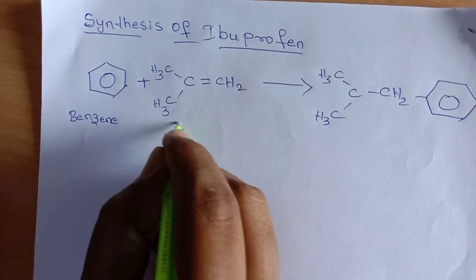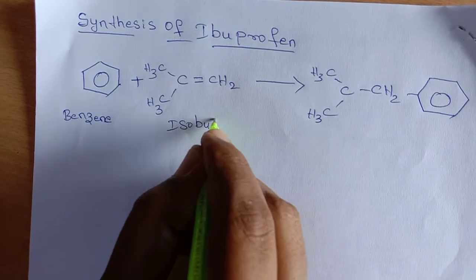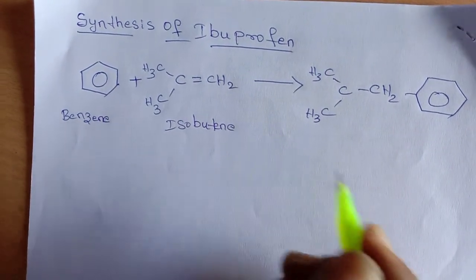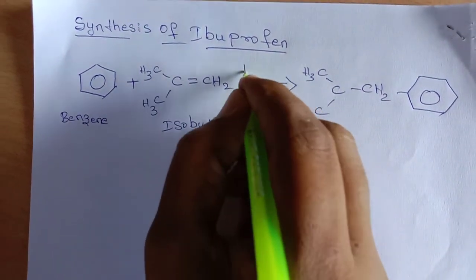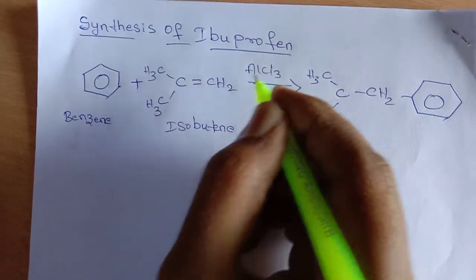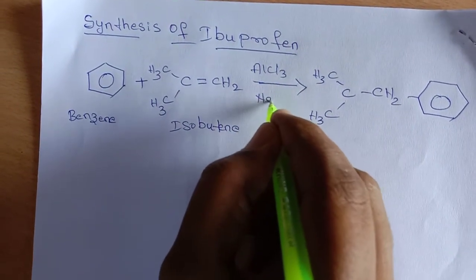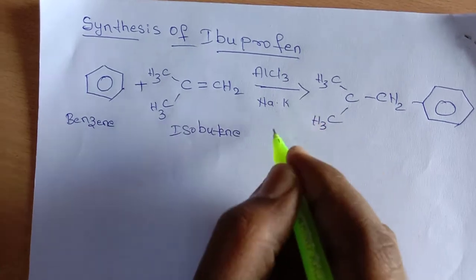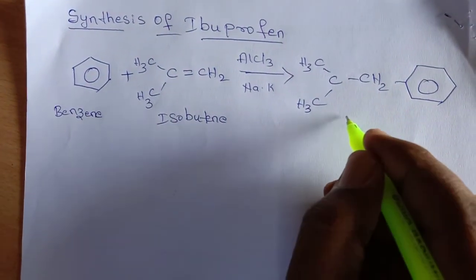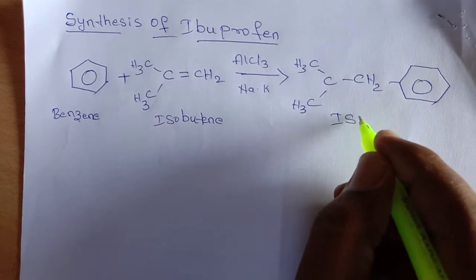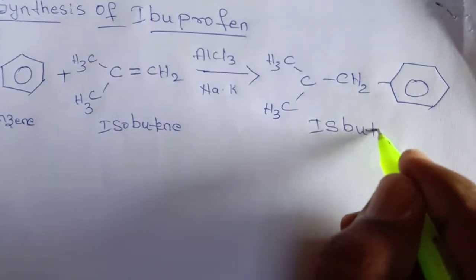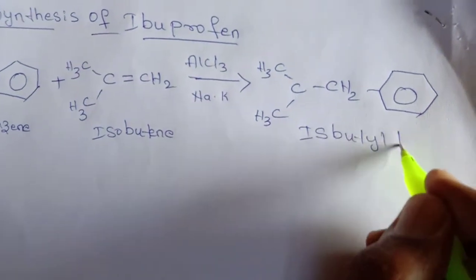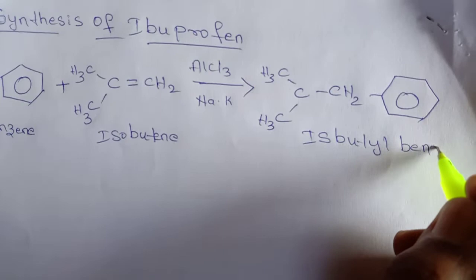Benzene reacts with isobutene in the presence of AlCl3 and a eutectic mixture of sodium and potassium to give isobutyl benzene.